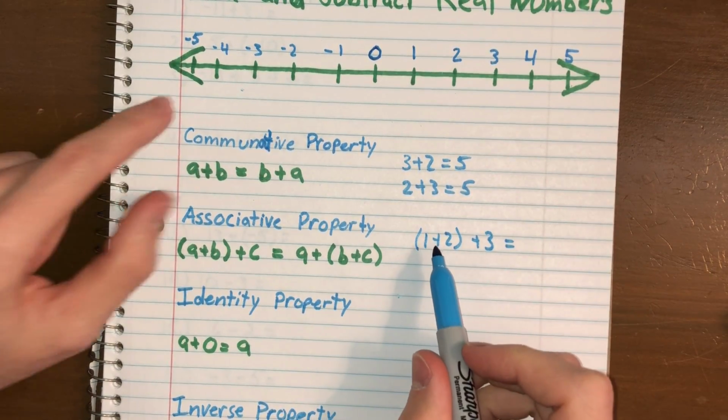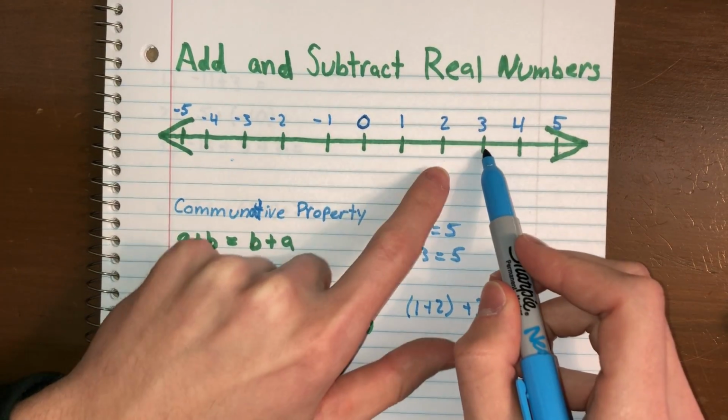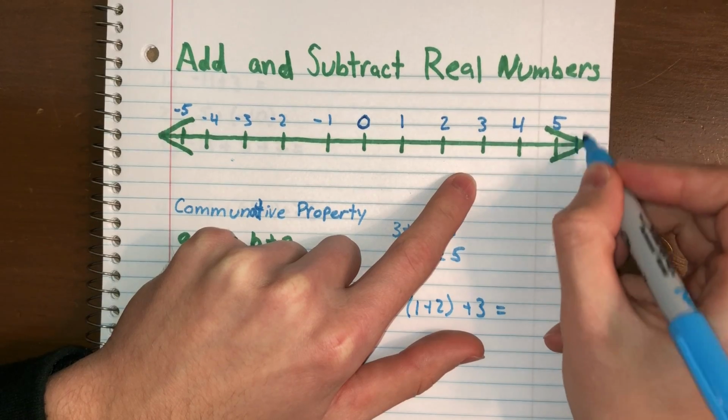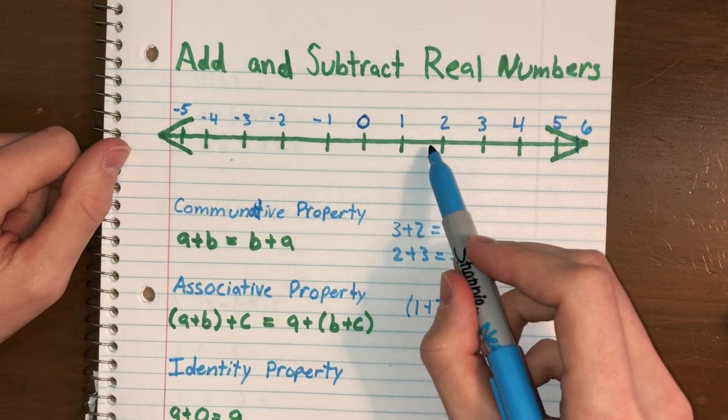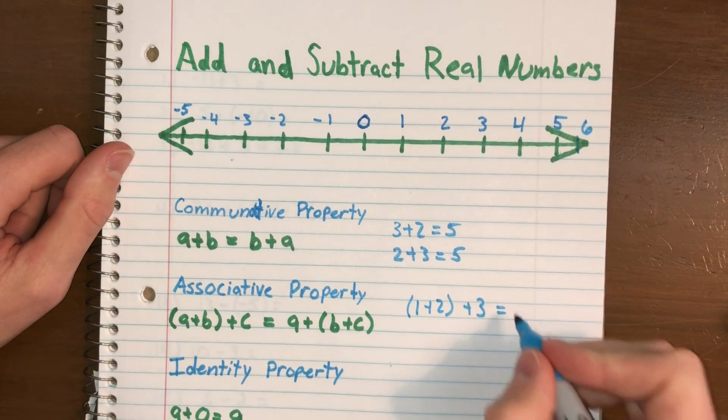So we'll start at 1. So 1 plus 2 is 3, plus another 3 would be 6. So we'd have 6 out here.